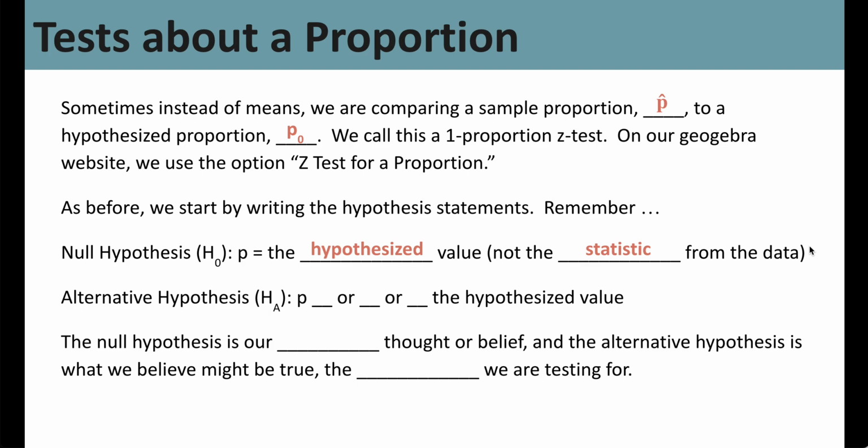Our alternative hypothesis, HA, is that there's a change, that P is less than or greater than or just generally not equal to that same hypothesized value. So it's the same number between the null and alternate. It's just that with the null, we're saying it's equal, and with the alternate, we're saying it's less, greater, or not equal. The null hypothesis, again, is our initial belief about what's true about the population, and our alternative hypothesis is what we believe might be true. It's the change that we're testing for.